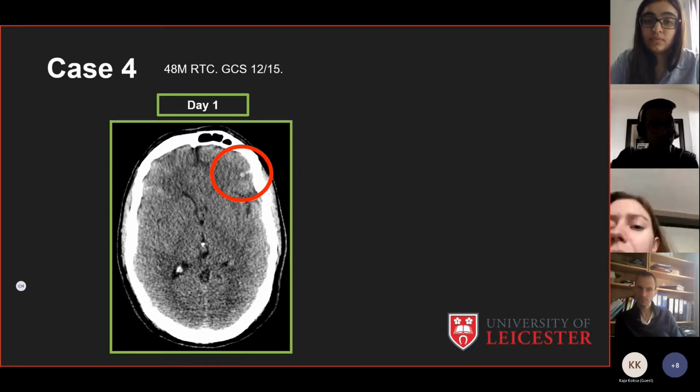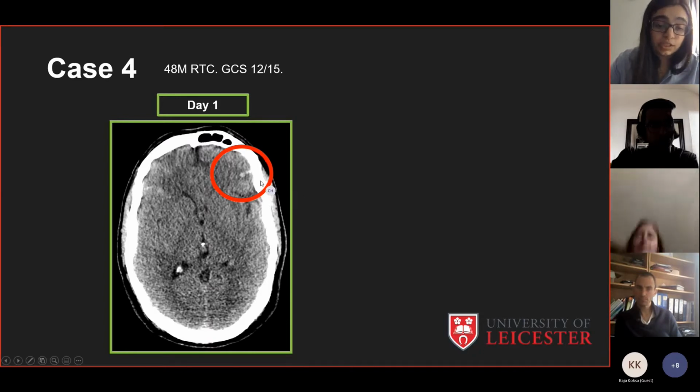Contusion? Yeah, fantastic. So it's a contusion, and you can just subtly see that there's a little bit of hypoattenuation surrounding it, which would be edema. There is another finding on this slice on the right-hand side. Do you want to tell me what this might be?